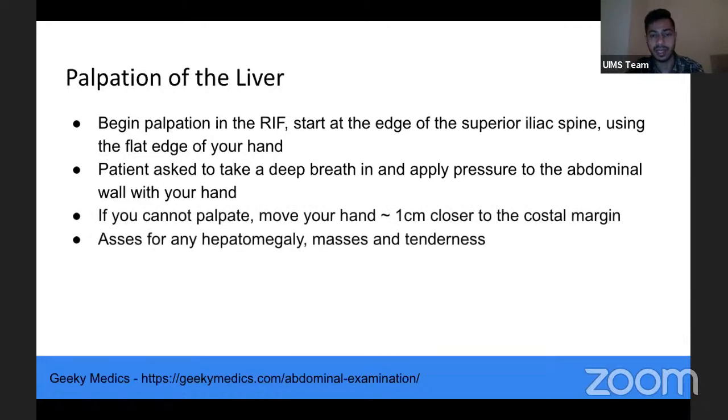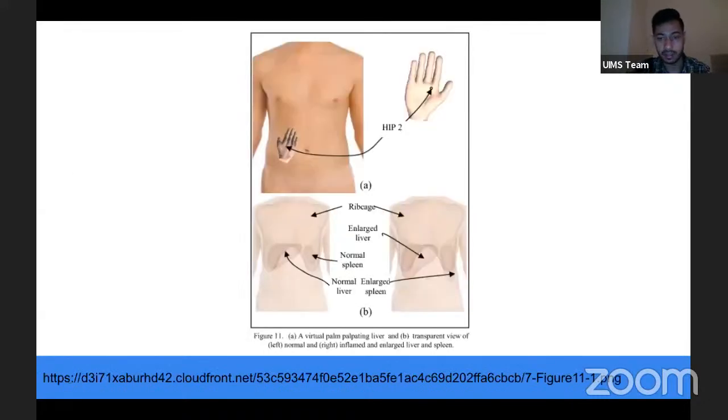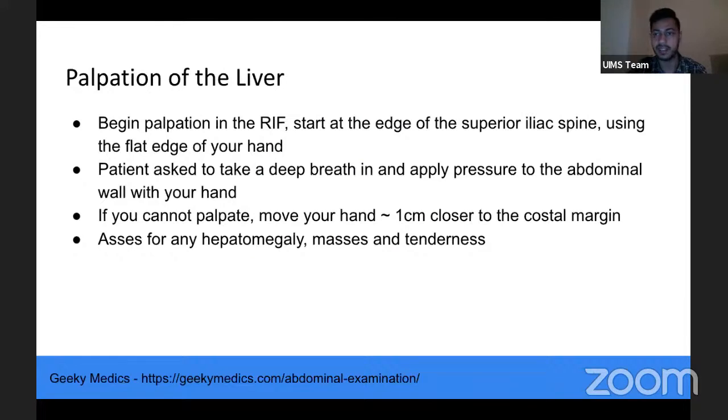If we feel a liver which is increased in size, it's usually known as hepatomegaly, and there are many different causes of hepatomegaly, which I won't go into, but it's always useful to know. Masses, once again, liver masses, not usually common for primary liver disease, but usually more for secondary. And if there's tenderness, it could be hepatitis, for example, if it's tender.